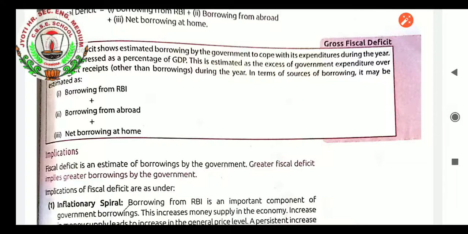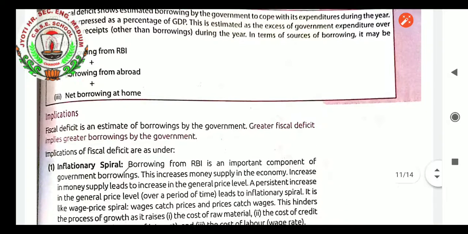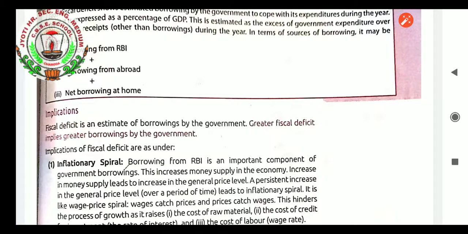Implications: what will the government be doing for the shortcomings of this? Net borrowings. Fiscal deficit is an estimate of borrowings by the government. Greater fiscal deficit implies greater borrowings by the government. Implications of fiscal deficit are as under: inflationary spiral. Borrowings from Reserve Bank of India is an important component of government borrowings. This increases money supply in the economy. Increase in money supply leads to increase in the general price level.